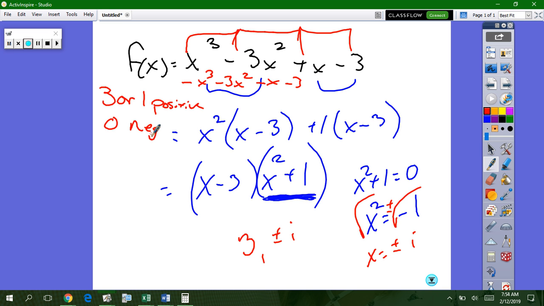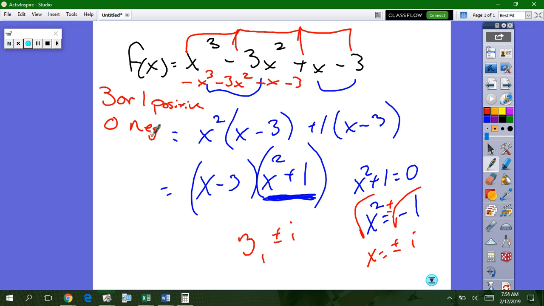Now let's look at our solutions and just see. What do we have right here? I have 1 positive and 2 imaginary. Could we get that pair from what we have up here? 1 positive, 0 negative represents then 2 imaginary solutions. Okay.